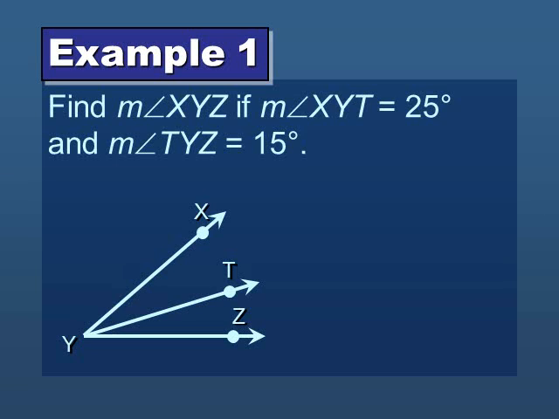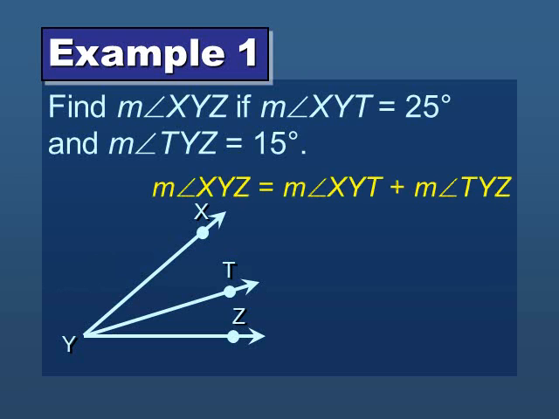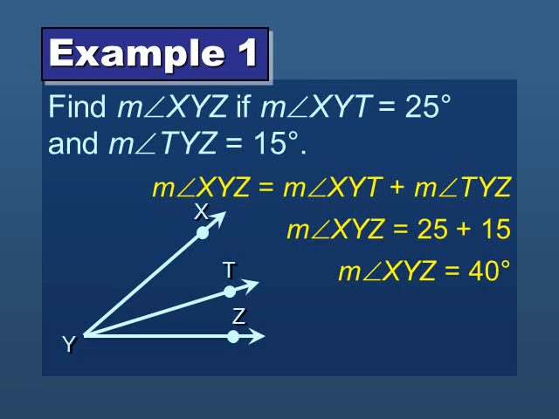Okay, so we want to find the measure of XYZ. This is the larger angle. If the measure of XYT equals 25 and the measure of TYZ equals 15, the angle addition postulate says that I can add the two smaller angles together because they are adjacent angles. So if I go ahead and do substitution, put in the measurements of 25 and 15, I will know what the measure of the large angle is. This example is also on page 130 in your text.